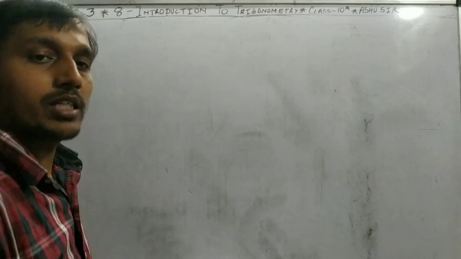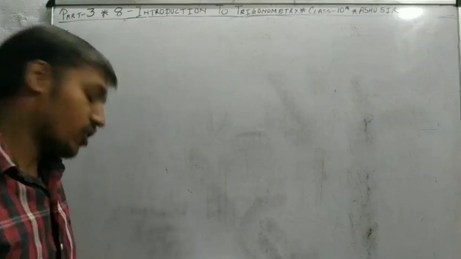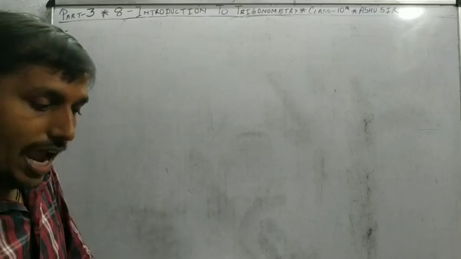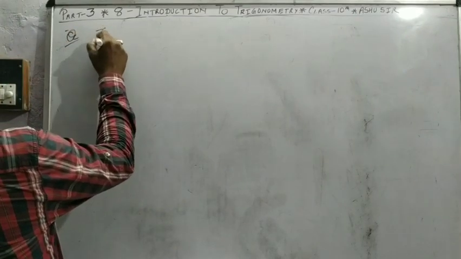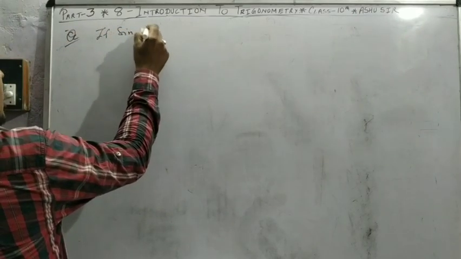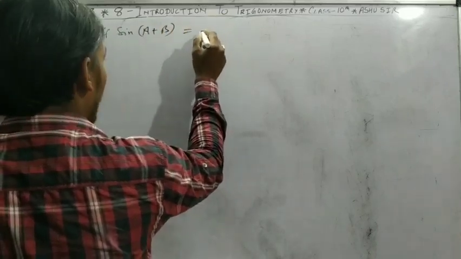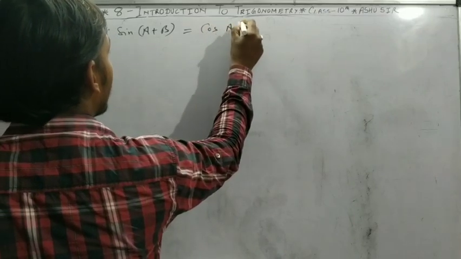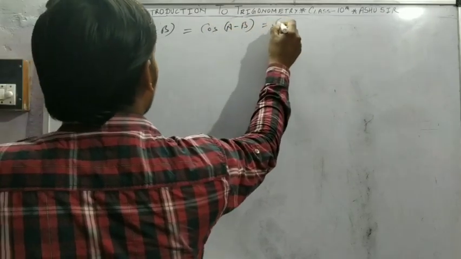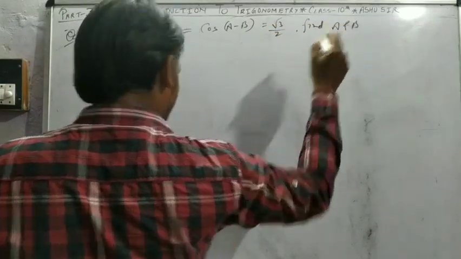So in the previous video I explained the values of trigonometrical ratios at specific angles. So let's take one example for this question. Suppose sin(A + B) = cos(A - B) = root 3 by 2. Find A and B.